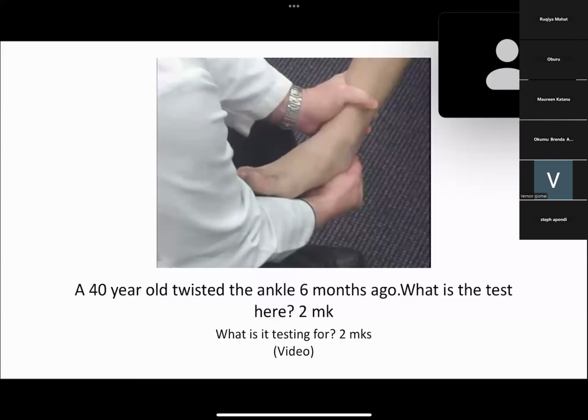What is the management of a patient with a chronic ankle injury? First, what is a chronic ankle sprain? A chronic ankle sprain is an ankle sprain that happened more than 6 weeks ago and has not settled. Okay.